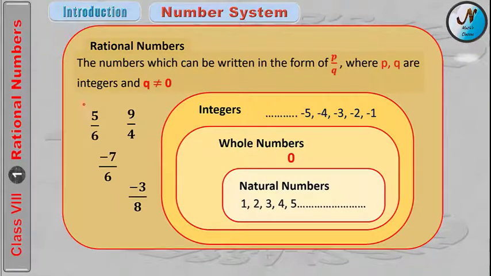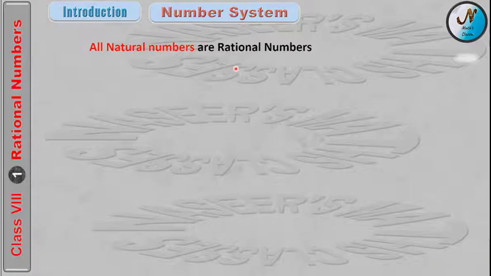So some of the rational numbers are 5 by 6, 9 by 4, minus 7 by 6, minus 3 by 8. Here the denominator is 6 which is not equal to 0, here the denominator is 4 which is not equal to 0, in this number 6 is not equal to 0, and here the denominator 8 is also not equal to 0. Means the numbers which are written in the form of p by q, where q is not equal to 0, are called rational numbers.